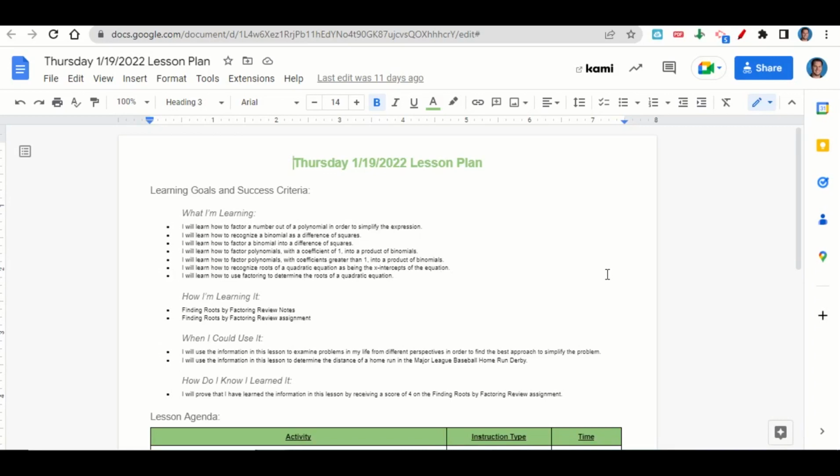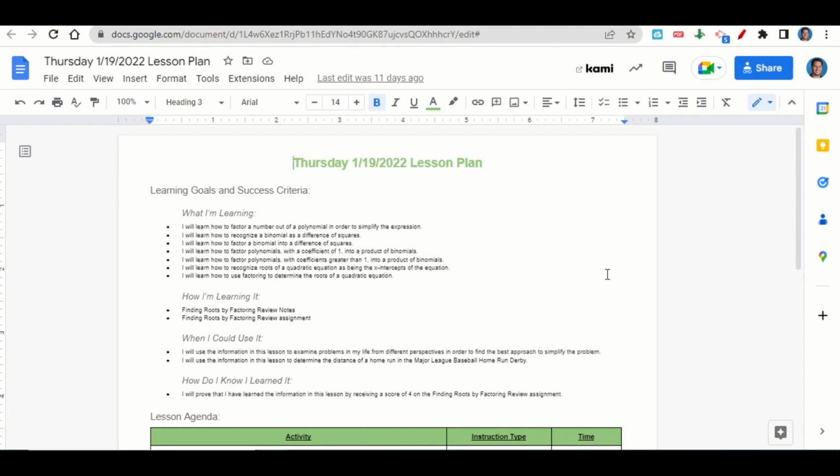First, what are we learning? We're learning how to factor a number out of a polynomial in order to simplify the expression, how to recognize a binomial as a difference of squares, how to factor a binomial into a difference of squares, how to factor polynomials with a coefficient of 1 into a product of binomials, how to factor polynomials with coefficients greater than 1 into a product of binomials, how to recognize roots of a quadratic equation as being the x-intercepts of the equation, and how to use factoring to determine the roots of a quadratic equation.